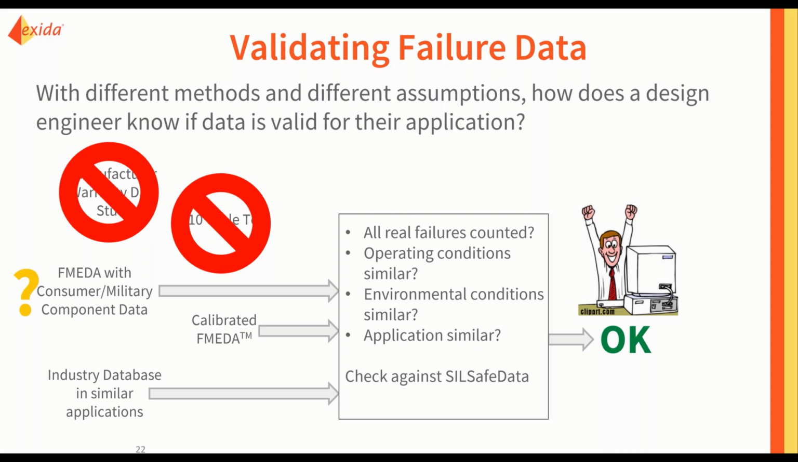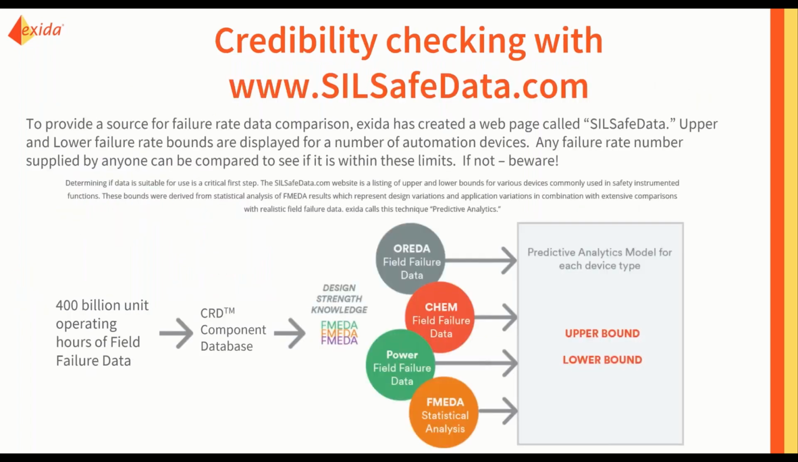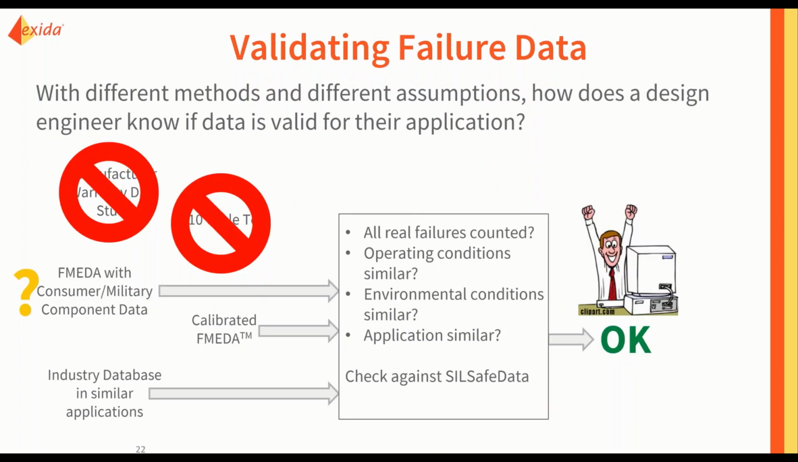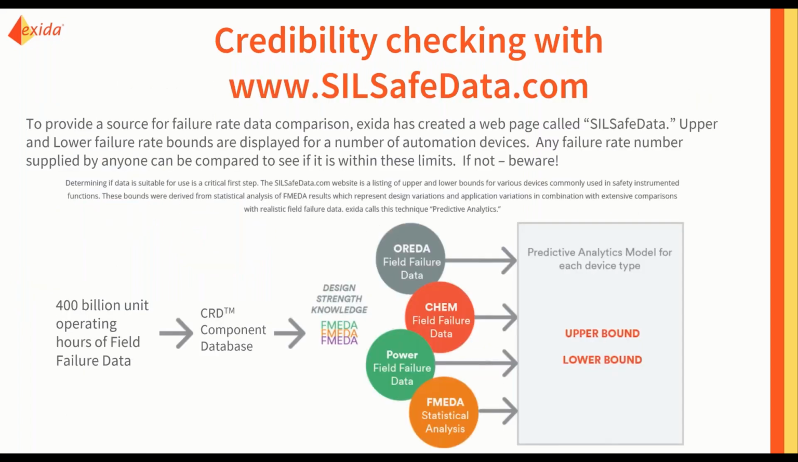All other data, industry databases, FMEDA is done with consumer or military component data, and industrial databases need to be checked. And you need to say, are all real failures counted? Are operating conditions similar? Are the environmental conditions similar? And is the application similar? And you should check it against a website called SIF data. I'll give you some examples.